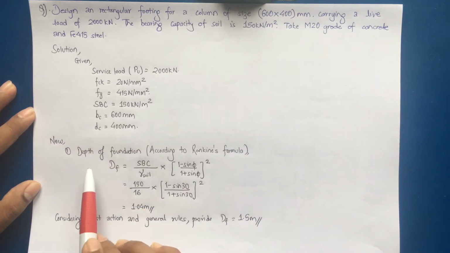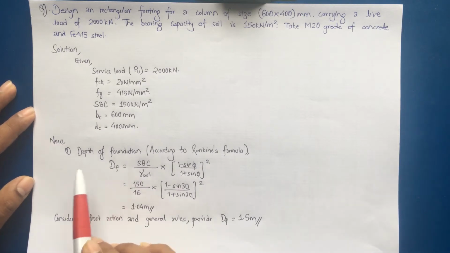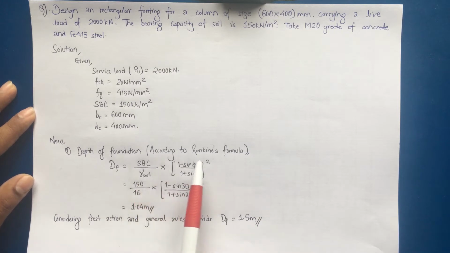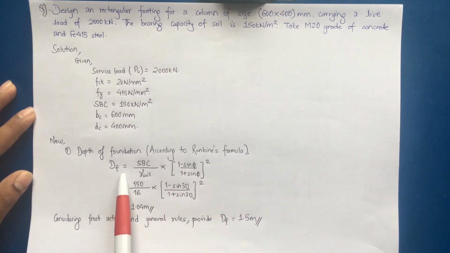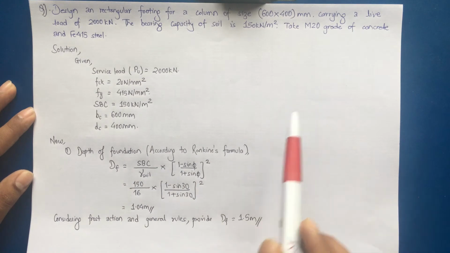The very first step I will do is to find the depth of foundation. This is not mandatory, you can directly take 1.5 meter if you want, but I'm just trying to show how the depth of the footing is calculated. For this we have a formula according to Rankine's: depth of foundation is equal to soil bearing capacity divided by gamma soil. This is the unit weight of soil, which is not given in the question, so we have to assume this.